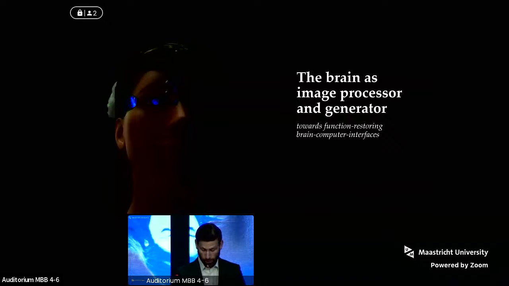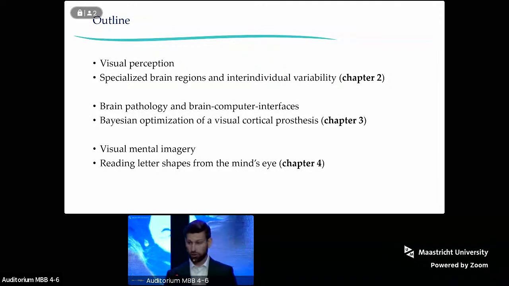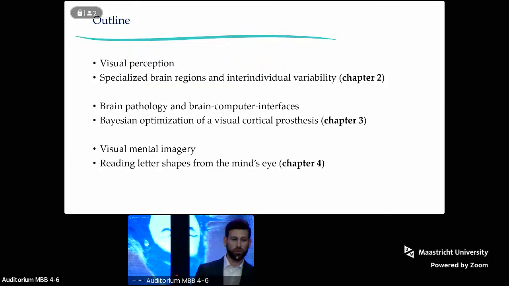I will start with introducing my work by giving a short introduction to the visual system in humans. Then I will talk about some specialized brain regions and how the locations of these brain regions may vary between individuals. Then I will talk about what kind of causes can lead to brain damage and loss of brain function, and how these can possibly be fixed using brain-computer interfaces. Next to merely processing visual information, the brain also has this amazing capability of generating mental images. And I will show you how we can find out what's going on in the so-called mind's eye.